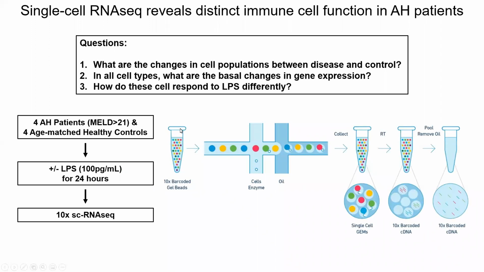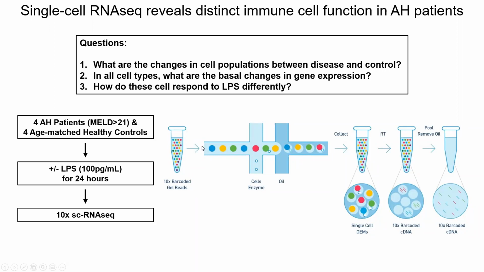Because I'm primarily interested in bioinformatics and applying sequencing technologies to understand problems in health, I chose to do single cell RNA-seq of these PBMCs. We isolated them from 4 age-matched healthy controls, as well as 4 AH patients, whose end-stage liver disease score was very high. So these are patients with severe AH.